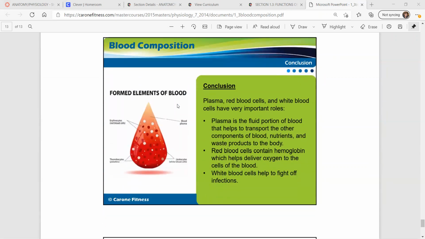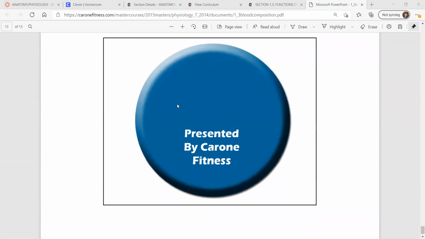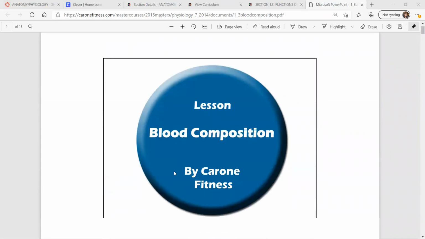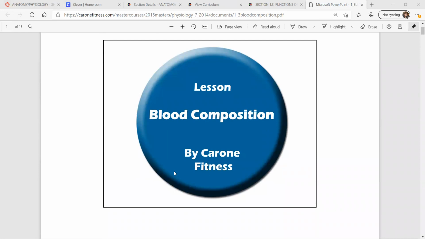So in conclusion, plasma, red blood cells, and white blood cells have very important roles. Plasma is the fluid portion of blood that helps to transport the other components of blood, nutrients, and waste products to the body. Red blood cells contain hemoglobin, which helps deliver oxygen to the cells of the body. White blood cells help to fight off infections. And that's the end of blood composition. So that's what makes up your actual blood.